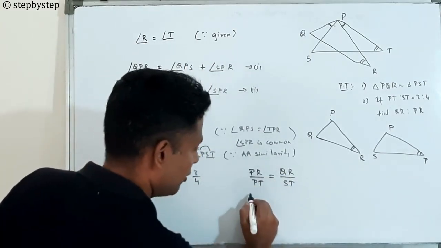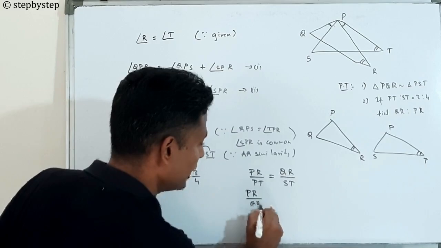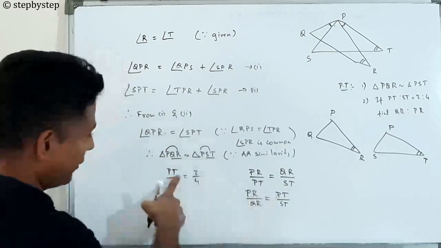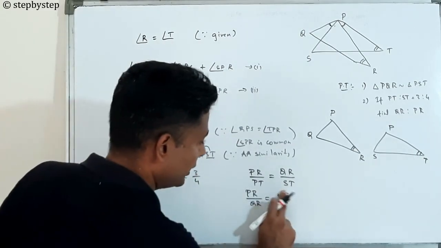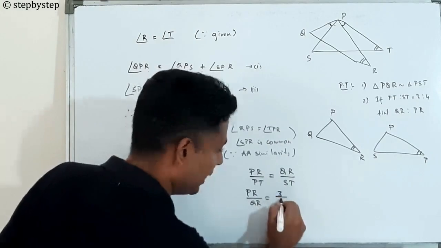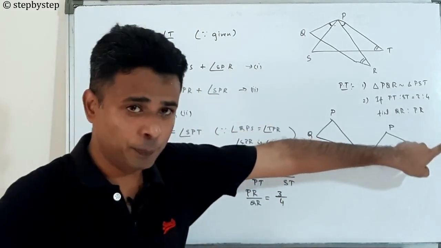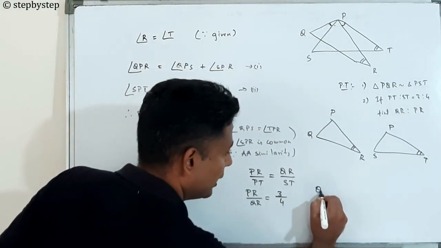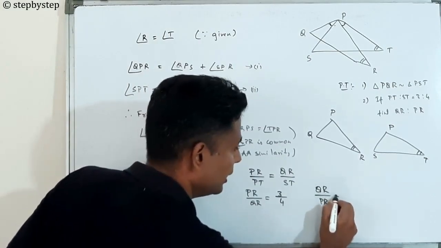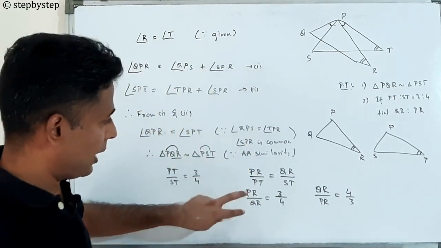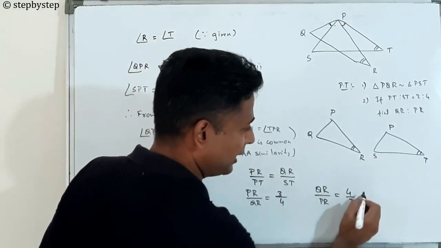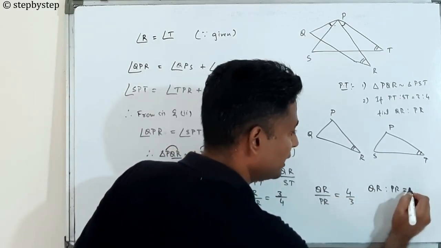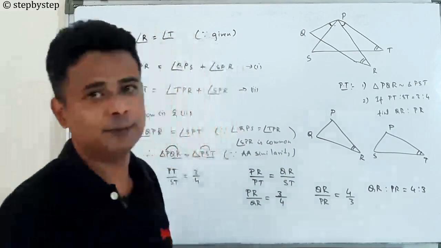Now if I transpose, what do I get? PR by QR equal to PT by ST when I transpose these two. Now but what are they given? PT by ST is 3 by 4. So instead of PT by ST, I can write it as 3 by 4. What have they asked us? QR is to PR. Here we have PR by QR. So we need to take reciprocal and we get QR by PR equal to 4 by 3. So I took reciprocal. Now I have QR by PR equal to 4 by 3, which means what? QR is to PR is equal to 4 is to 3.